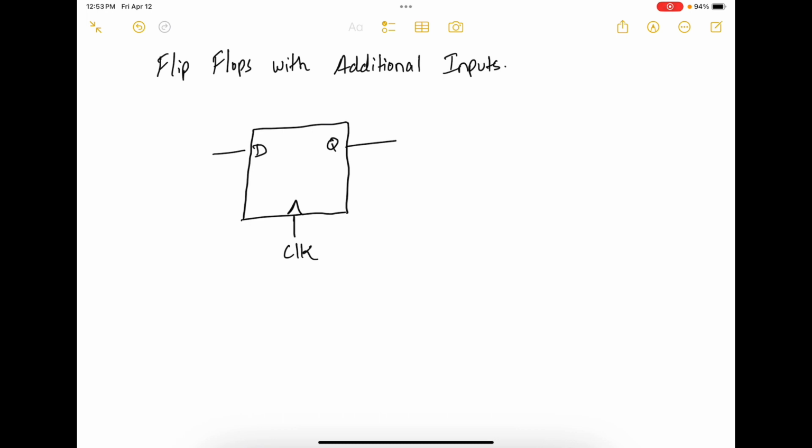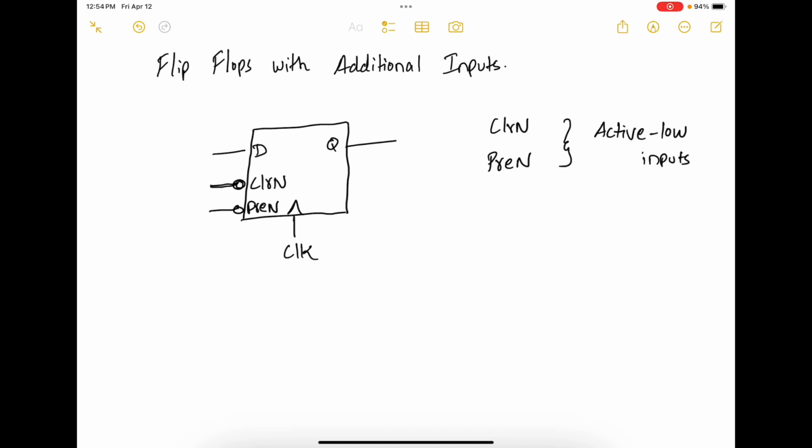The first additional input is the clear N signal, and the second additional input is the pre-N. Clear N and pre-N are both active low signals, or active low inputs, and they are represented as follows. That's clear N. So that's the line with the knot indicating it's an active low input, which means that 0 is going to activate clear N, and the second is the pre-N.